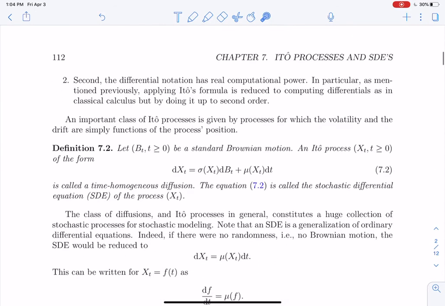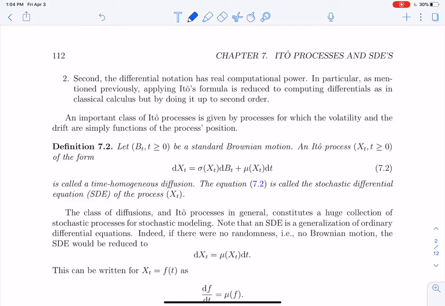Okay, now there's an important subclass, say, of Ito processes, a term you've probably already heard of, which is diffusion. And a diffusion is a process, an Ito process, where the volatility depends on the position only. So the volatility V_t is a function of the position X_t, doesn't depend on the past, and the drift is the same thing, only depends on the position. So this is called a diffusion, and most of the processes we'll see are diffusions.